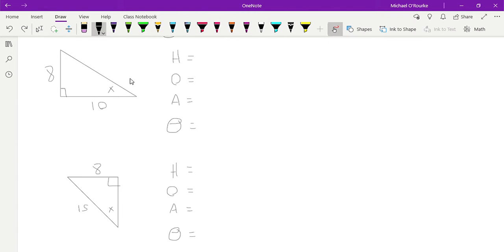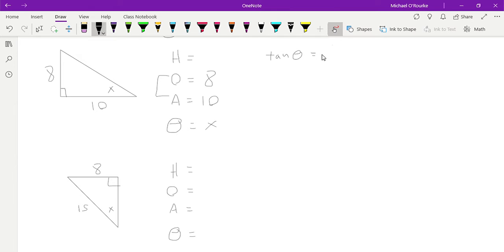So let's figure out, we're using this triangle here. What do we have on this triangle? Let's fill in our sheet. What do we have here? Amelia? 10's A. 8's opposite. And what's our theta? X. So what trig ratio are we going to use knowing that we have O and A? Yeah. So we're going to use tan.